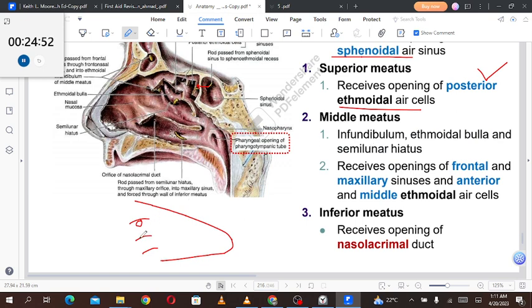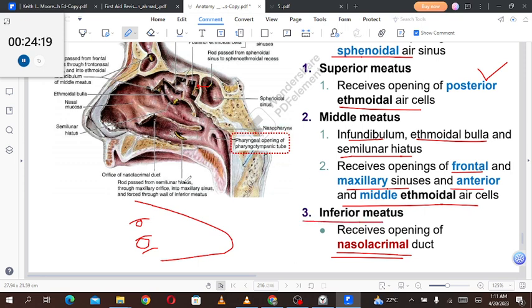The middle meatus, which is this one, is present under the middle concha. It will receive the infundibulum, ethmoidal bulla, or semilunar hiatus, and receive openings of the frontal and maxillary sinuses, and the anterior and middle ethmoidal air cells. The inferior meatus receives the opening of the nasolacrimal duct, which connects the eyes with the nose. So the tears will drain into the nasolacrimal duct, and the excessive tears will come into the nose, and then from the inferior meatus they will be swallowed or the like. So that is the inferior meatus.